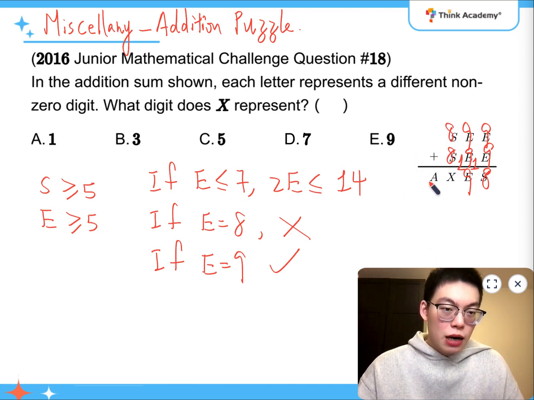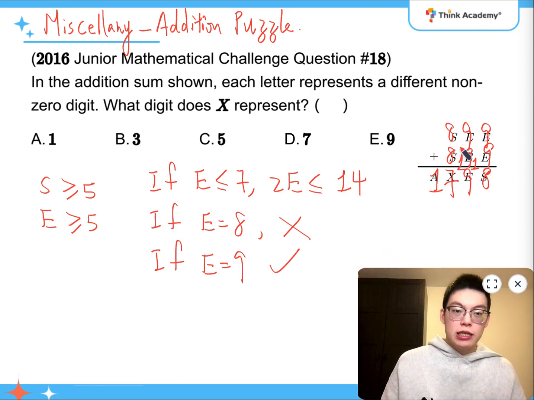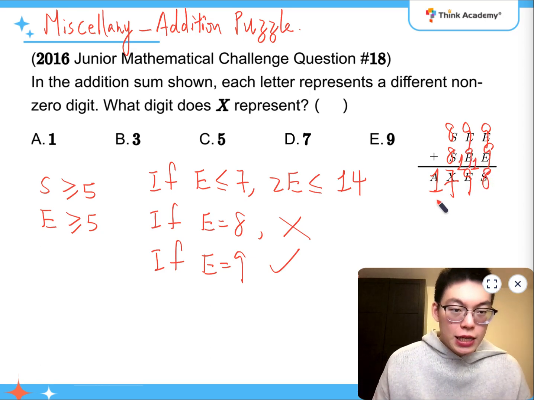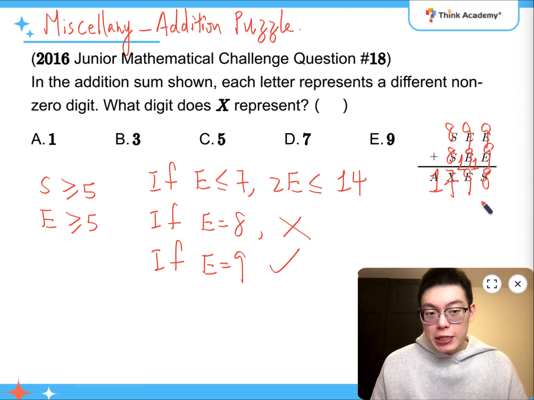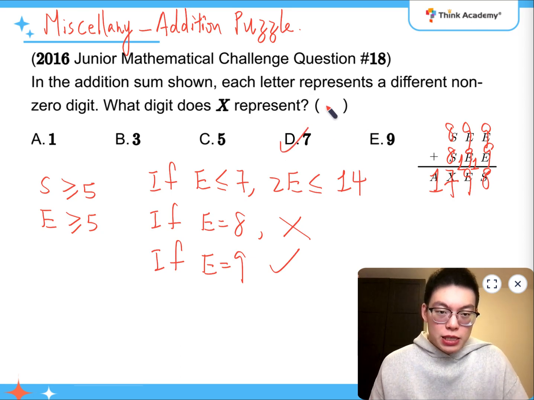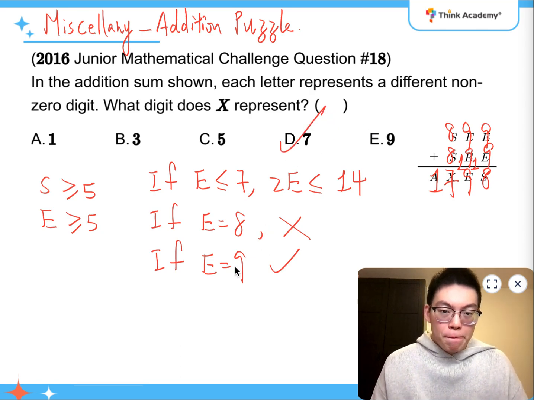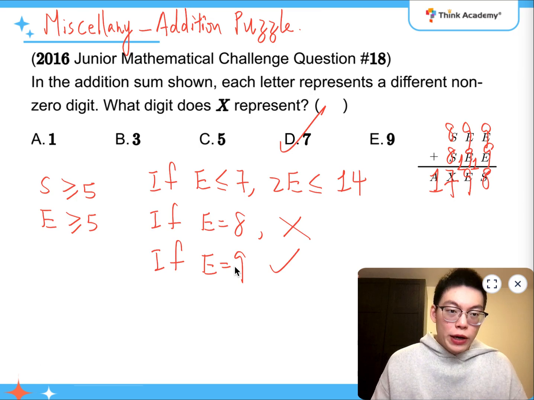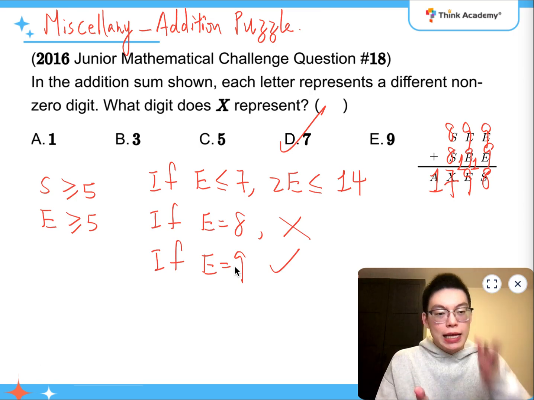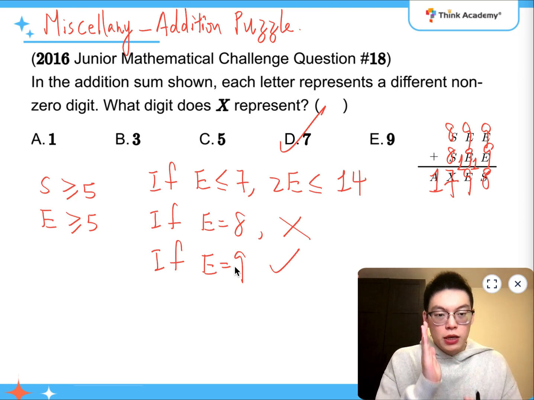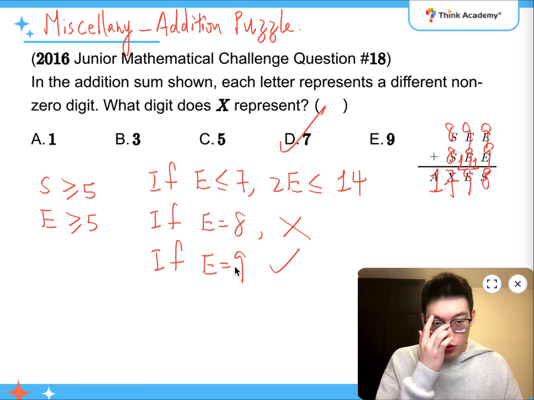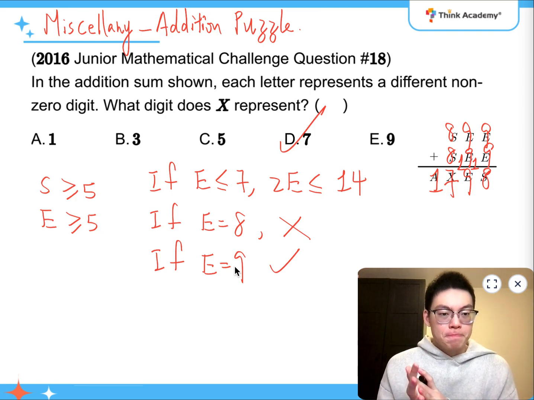Two 8s added up, 16, adding the 1, carrying over. So it's 17. So the whole calculation is 899 adding 899, and that's 1798, which X is going to be 7. Okay, so we can just use the tens and the ones column to compare them to see which of these is going to be true. And that's how we can do it.